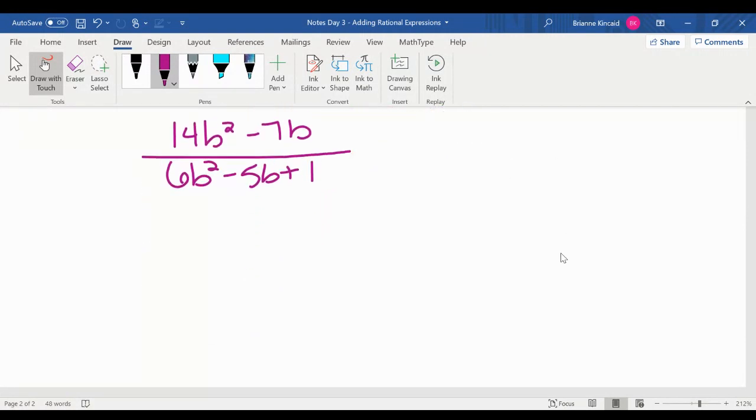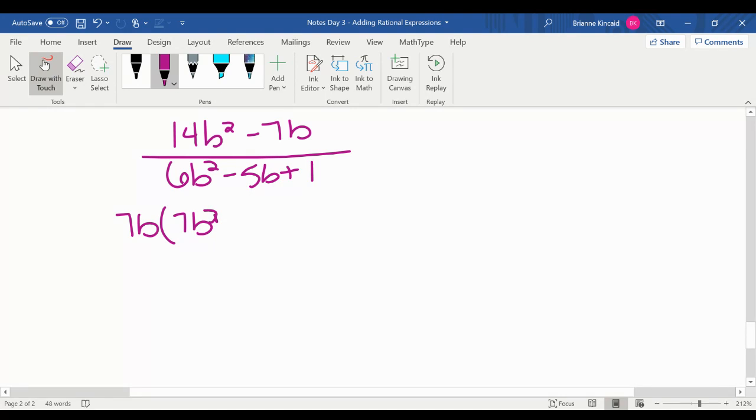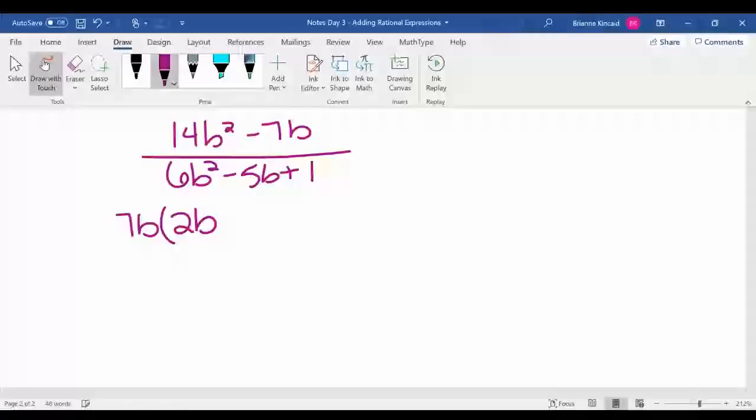Now that it's a single fraction, we're going to go ahead and factor. So in the numerator, I can take out a GCF of 7b. When I take out 7b, I'm going to be left with 2b minus 1.